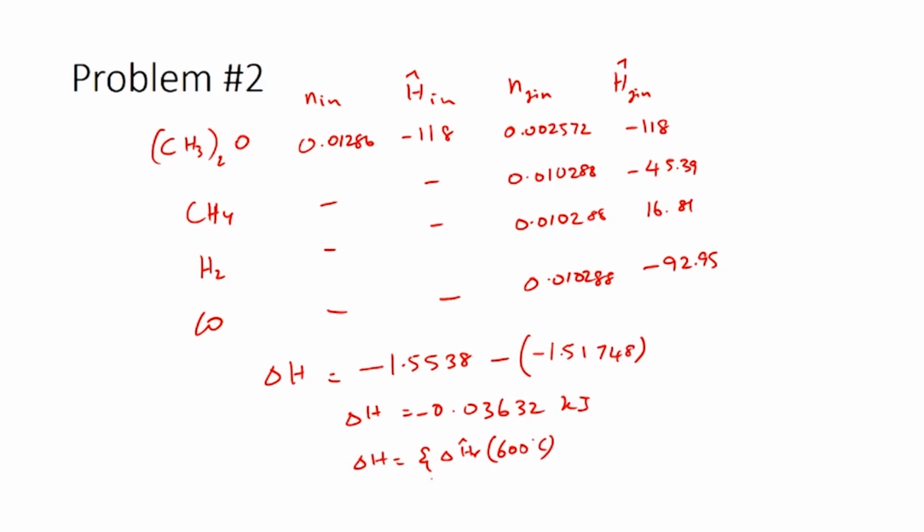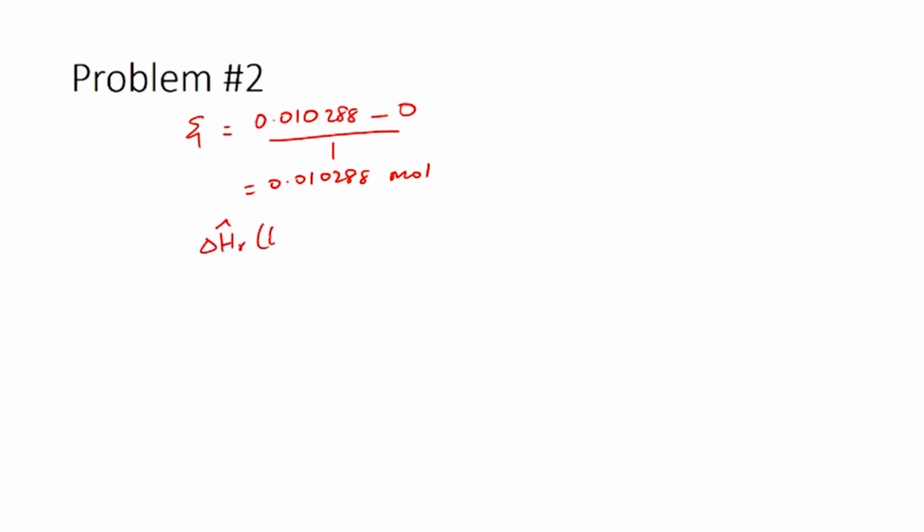So, now we need to know the value for xi, which is the extent of reaction. We can calculate the extent of reaction xi as follows. Using the methane final and initial amounts, we would have 0.010288, which is the final, minus initial, divided by the stoichiometric coefficient of methane, which is 1, giving you the extent of reaction as 0.010288 moles.